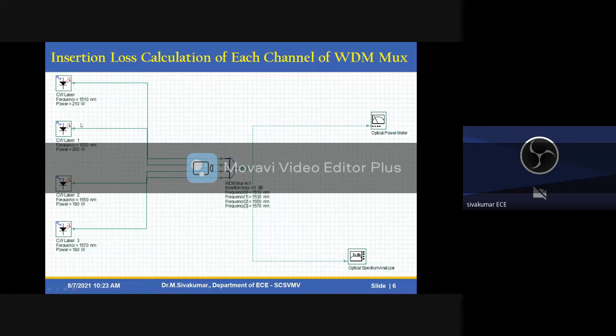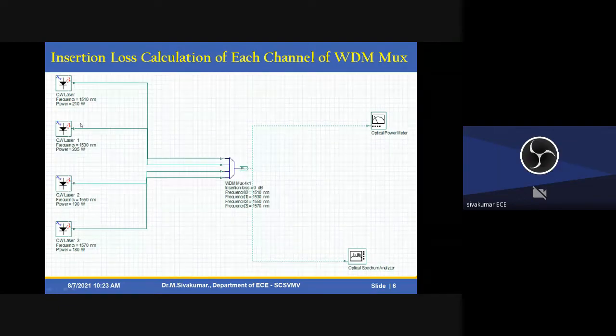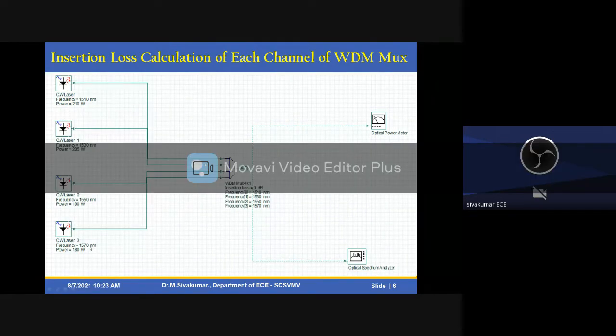Based on that, you just change the parameters and do the experiment to find out the insertion loss calculation of each channel of WDM mux. First frequencies are 1510, 1530, 1550, 1570. The power is in terms of watts. Don't forget to select the units. Here nanometer, here watts.